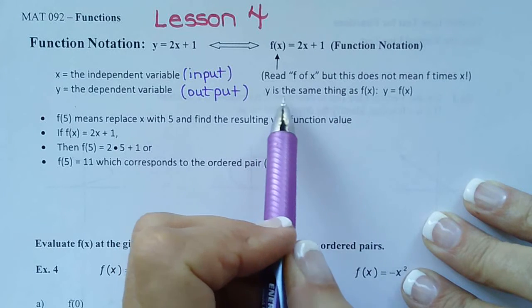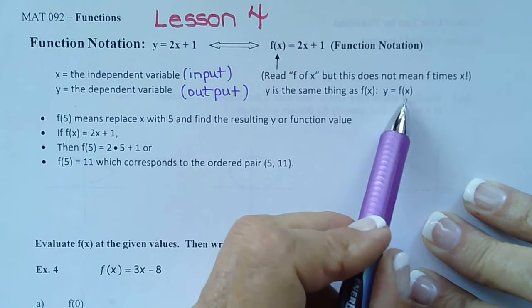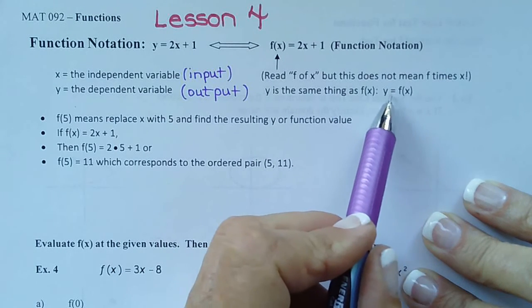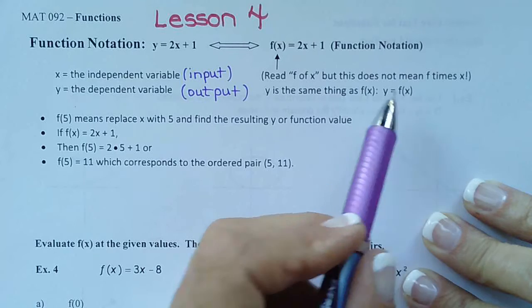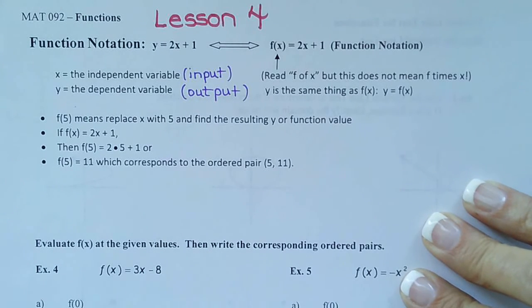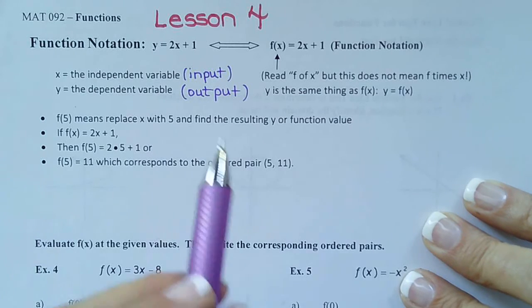So this is read f of x, but remember it does not mean f times x. And y is the same thing as f of x. So they're just interchanged. You can do either notation. Just the f of x notation tells the reader, like I said, that what they're sketching is a graph. There's also other reasons to use function notation.